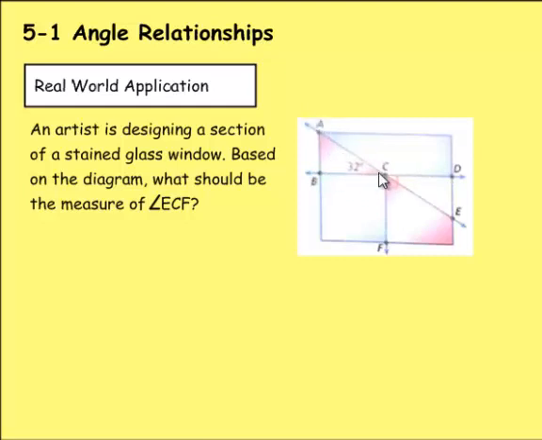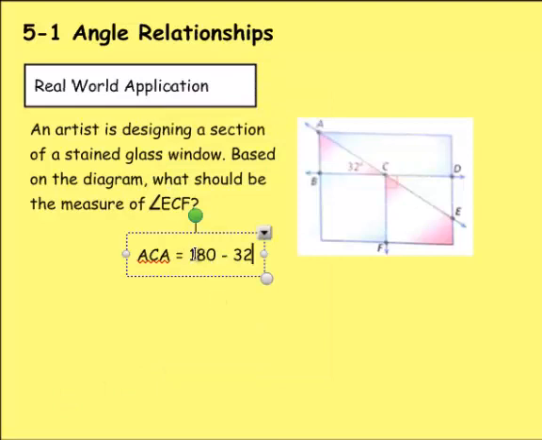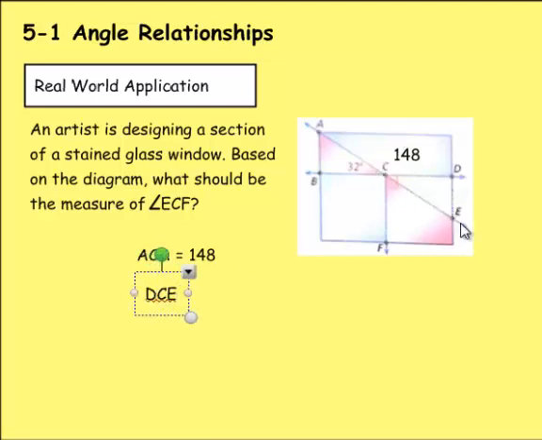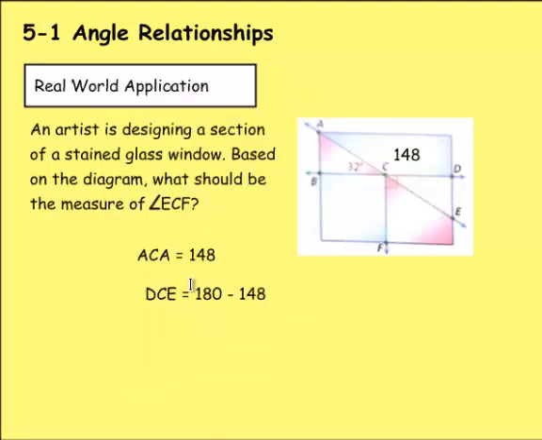So therefore, ACD or DCA would be 180 minus 32. So DCA equals 180 minus 32, which would be 148. So I'm going to write that in. So that's this angle right here. I also see that this ACD is supplementary to DCE because they create this line now. So what I could do is I could say that angle DCE is 180 minus 148. 180 minus 148 equals 32. So DCE equals 32. So I'm going to write 32 in here.